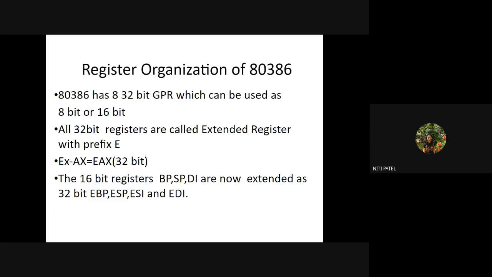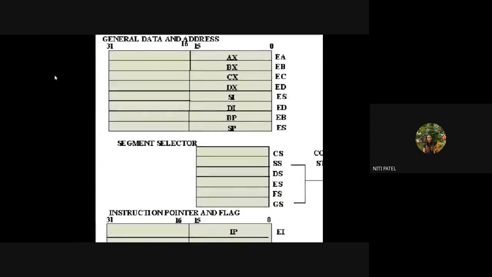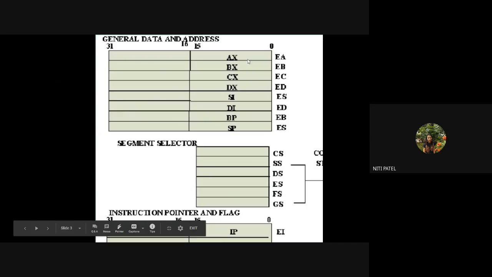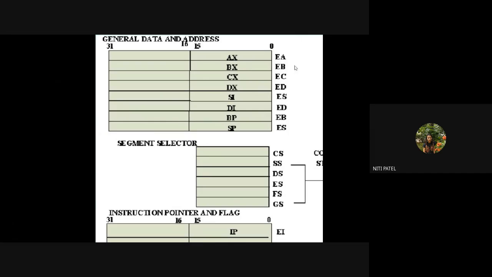So we had seen that the first register of your 80386 was the general purpose registers, GPR. How many general purpose registers did we have? We had 8 general purpose registers: accumulator, base register, count register, data register, SI, that is nothing but the source index register, destination index register, base pointer, and stack pointer. To each and every one of these registers, an E is added as a prefix, which means extended, and that extended means 32 bits. Then we had seen it all.